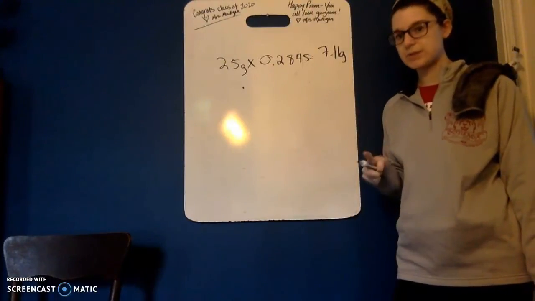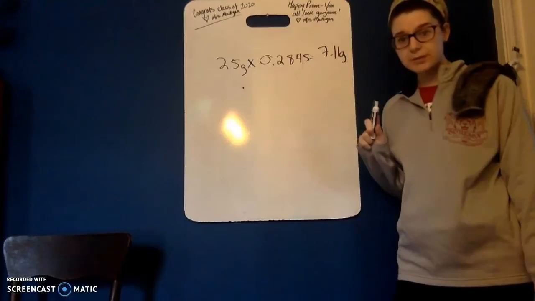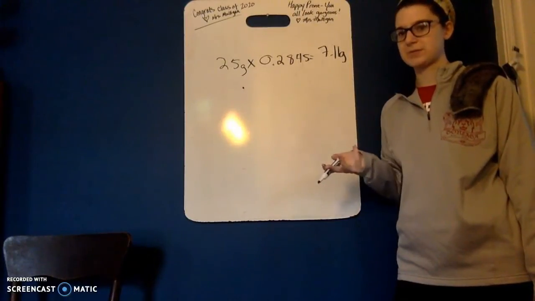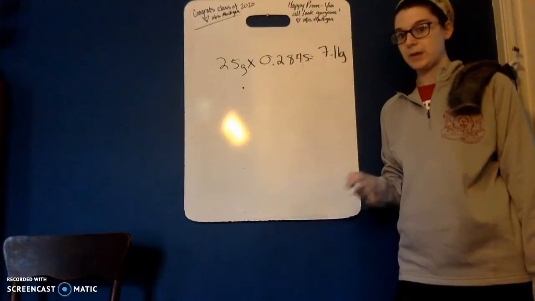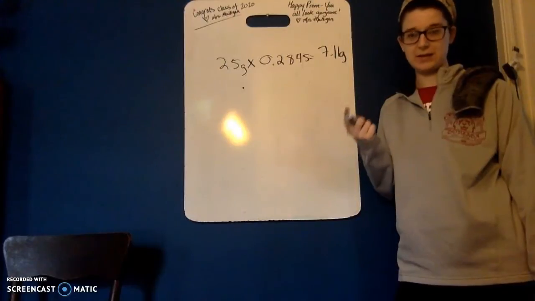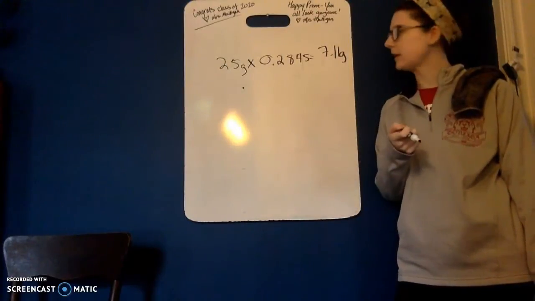First thing I would notice is that I get an answer that's greater than 25. How can you have greater than 25 grams of something in a 25 gram sample? You can't, it's impossible. So that would be my first key that, hey, that's not right. I did something iffy here.